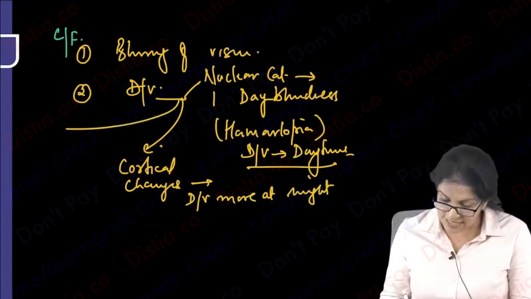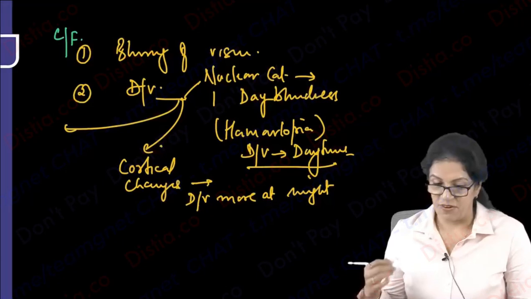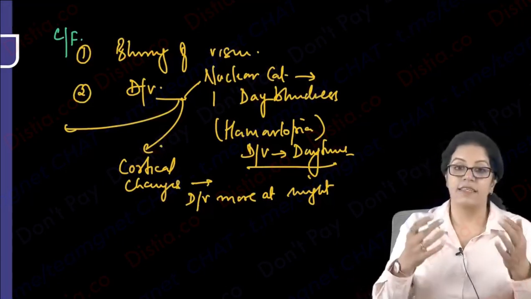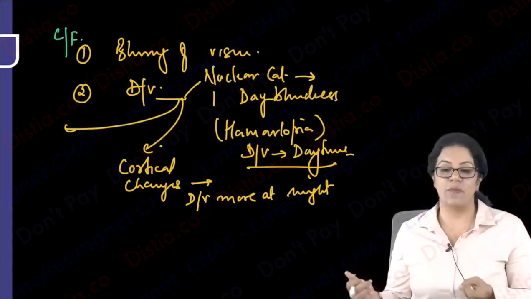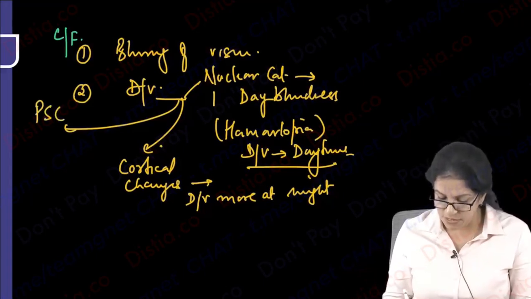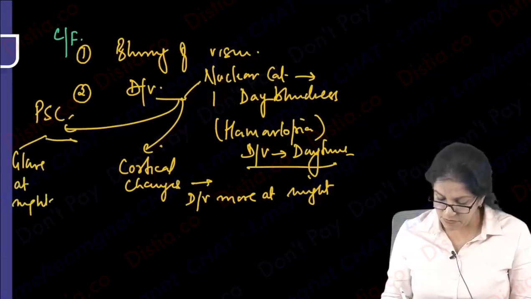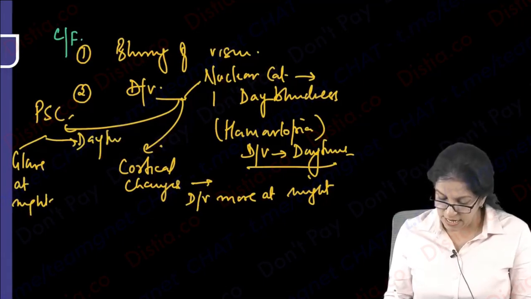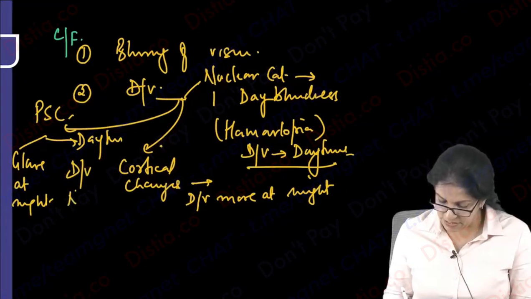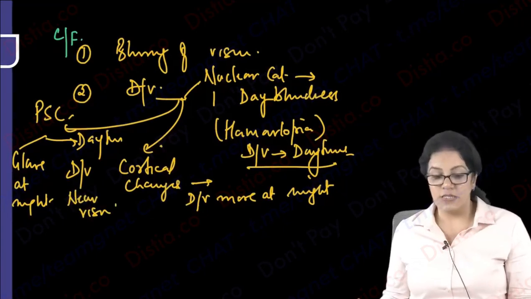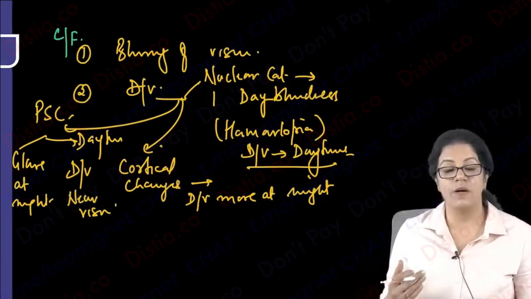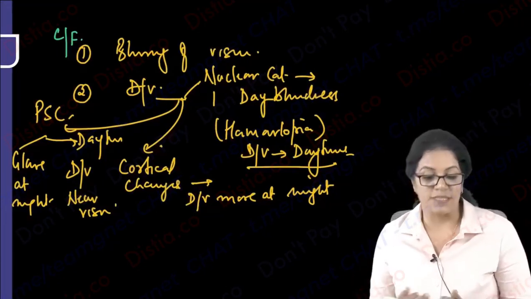And what about PSC, posterior subcapsular? We already know this. Glare at night, even in the daytime there is a problem. I have told this again and again, both. So at night, glare is a problem, and in the daytime, there is diminution of vision due to miosis. And there will be difficulty in near vision; near vision is affected. Right? So this is how a patient of cataract is presenting.